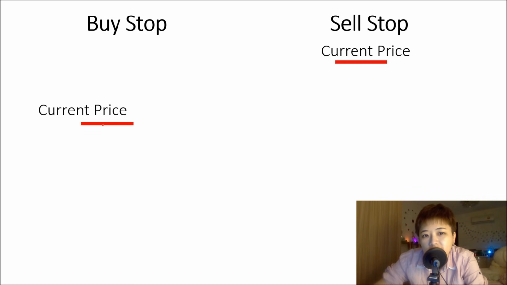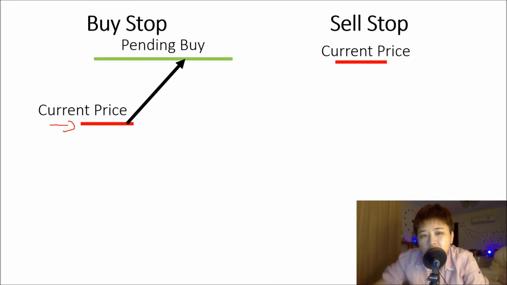So when you set a buy stop, instead of buying at a lower price, you want the price to go higher. Let's say the current price is over here. You feel that, okay, the price is too low, I want to buy at a higher price later on. Let's say you want to wait for a confirmation candle before you buy, so you set a buy stop on top, okay?